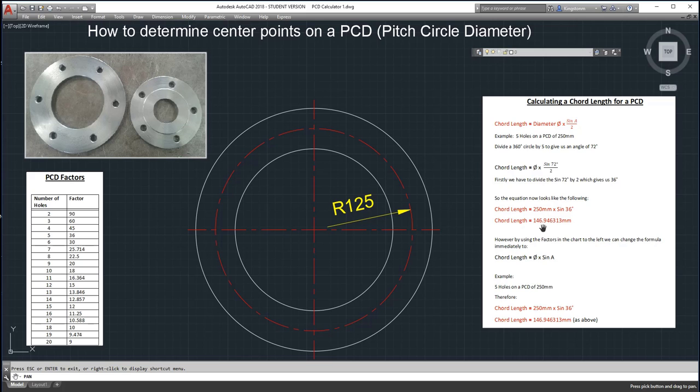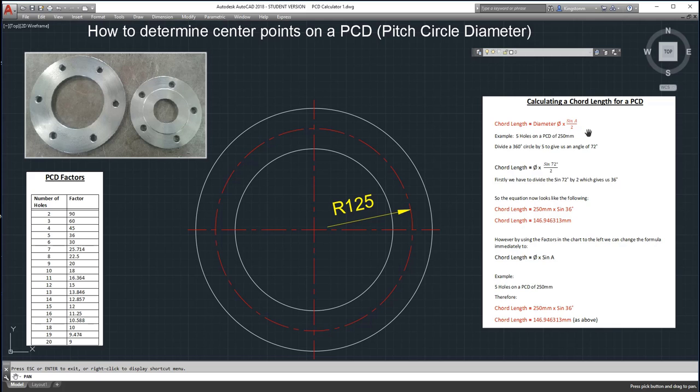You don't have to be as accurate. 146.9, you're probably going to be very close using a set of dividers or a compass, working on a basis of 147 millimeters. You're not going to be able to get it much more accurate than that. My next statement down here is, however, by using the factors in the chart to the left, we can change the formula immediately to that second step of chord length equals diameter times sine A, which was what we worked out here. So example, once again, 5 holes, PCD 250, therefore chord length equals 250 by sine 36. So chord length equals the 146.946313, and that's what we had up here.